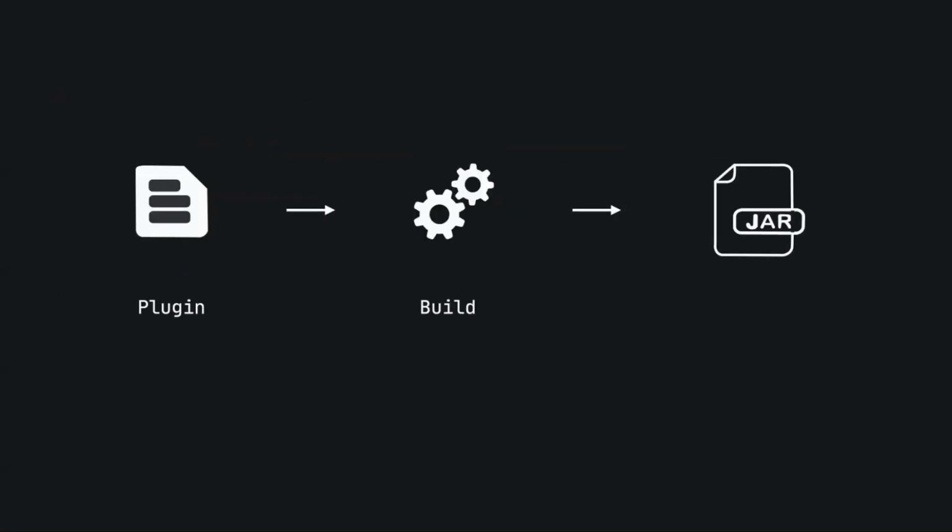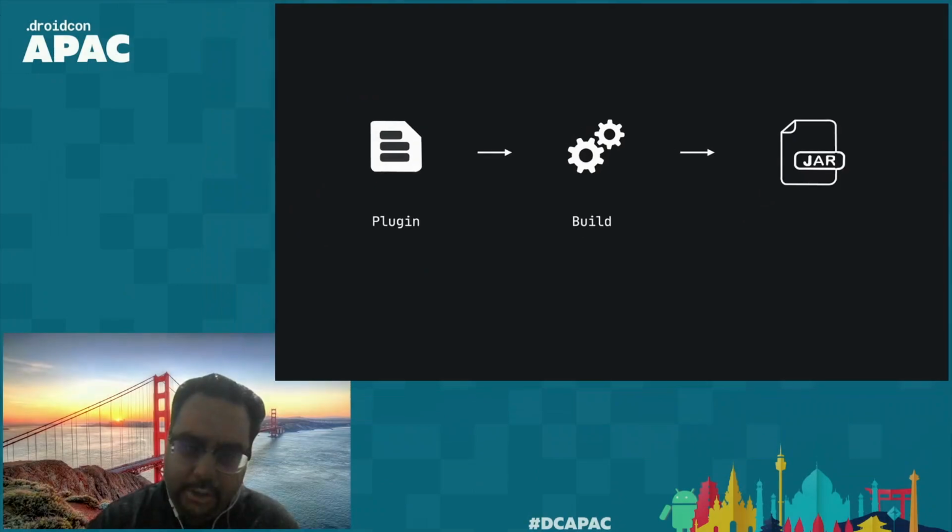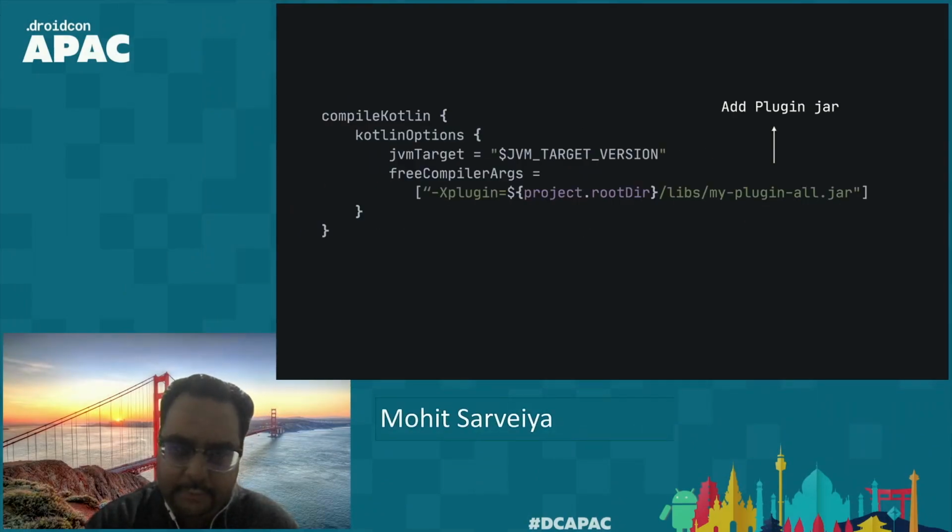So when I go and build my plugin for the JVM, it's going to produce a jar file that I could include in my application. To include this, I'm going to specify basically a compiler option like this. I'm going to give it the path to the jar file of my plugin that I just made. So this is done using compiler arguments.